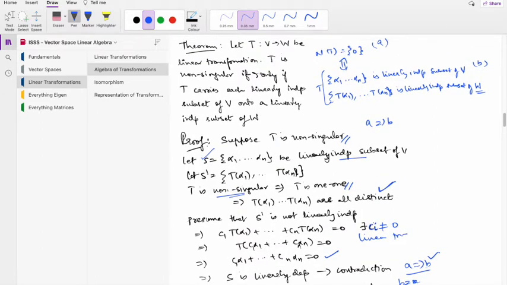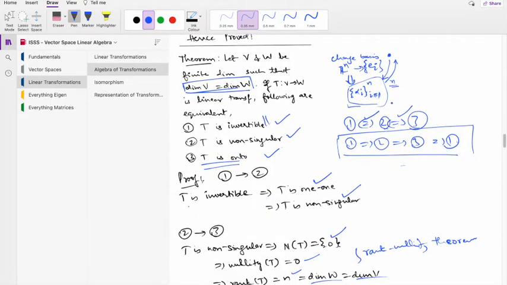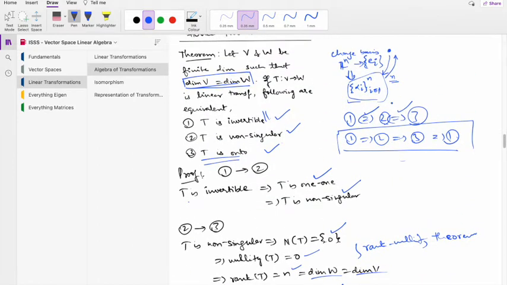We also proved another theorem which says that T is non-singular if and only if T carries each linearly independent subset of V onto a linearly independent subset of W. That is, if I have a linearly independent subset of the domain, then applying the transformation T on each of those vectors, the resultant subset you get of the codomain will also be linearly independent. And this will be true if and only if T is non-singular, right? So we'll use these ideas to prove some more things today.